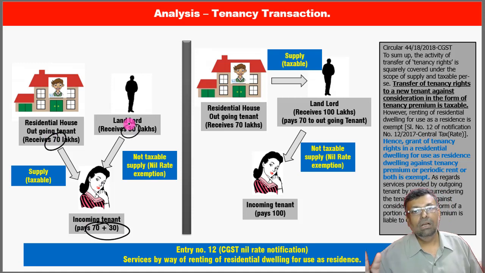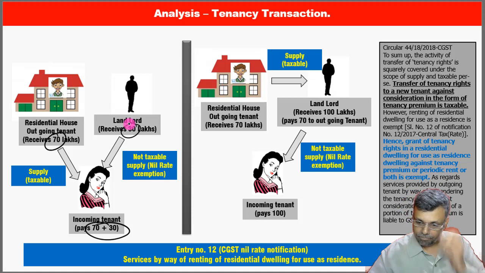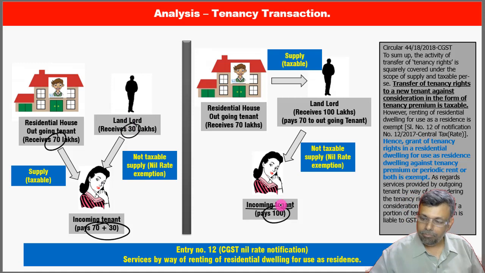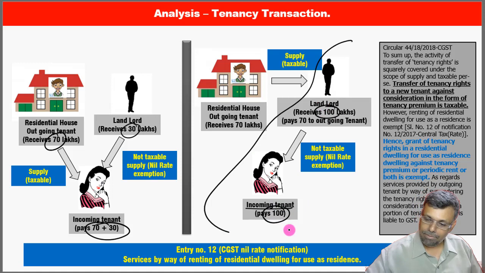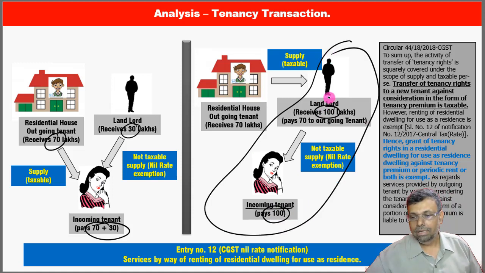This is how he's making the 100 payment, because the payment will be made by the incoming tenant, because he's basically a person acquiring the rights. Okay, so now the incoming tenant pays 100. Now the full 100 he makes as payment to the landlord. So I make the full payment to the landlord, 100.